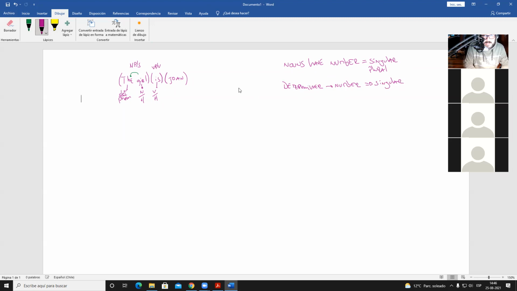And as you can see, there is a concord between the singular noun head and the singular determiner, right? In the very same way, the same happens between the noun head and the verb. As you can see, the verb is also in its singular form, right? Therefore, nouns have concord. You can clearly see this in Spanish.